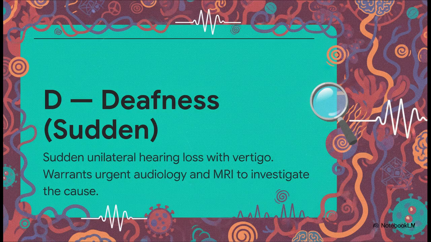D stands for sudden deafness. When you get vertigo and a sudden hearing loss in one ear showing up together, you need to react immediately. The potential causes are pretty broad. Could be vascular, autoimmune, or viral. So the key action is to get an urgent audiogram and the right blood work to figure it out.